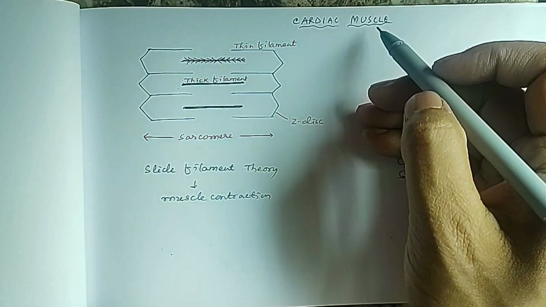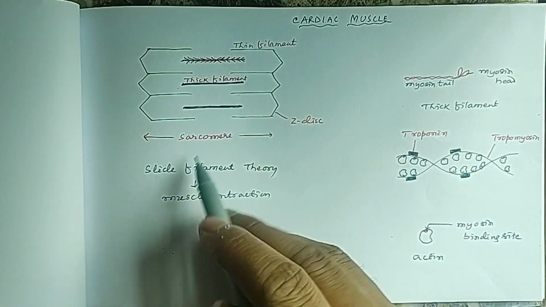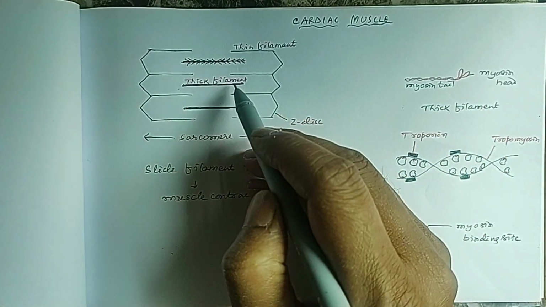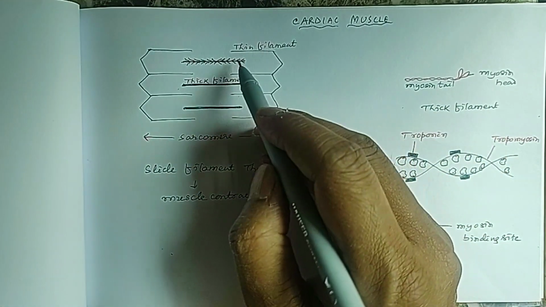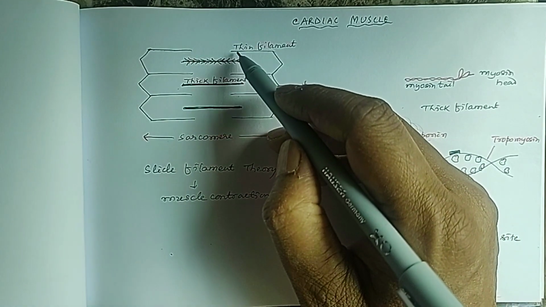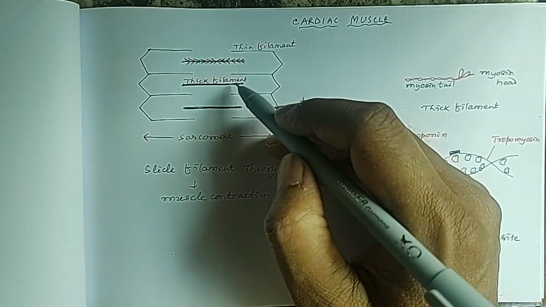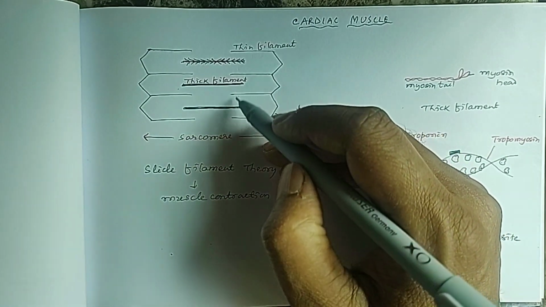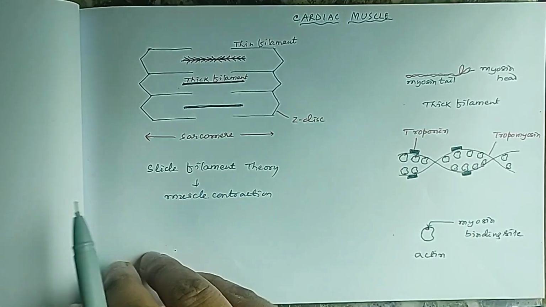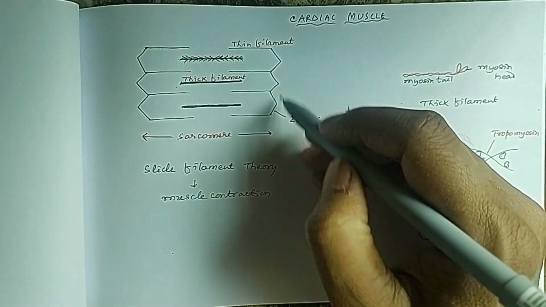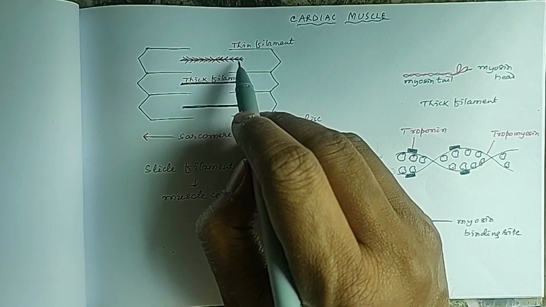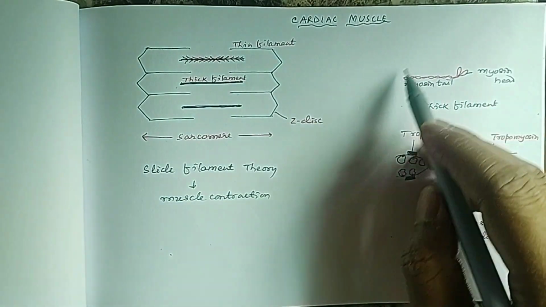In cardiac muscle, you can see here the structure of a sarcomere, where in the center there is a thick filament, and each thick filament is separated by a thin filament. On both sides of the thick filament there are two thin filaments, and these thin filaments form the Z disc. And this thick filament consists of myosin, and this is the structure of myosin.